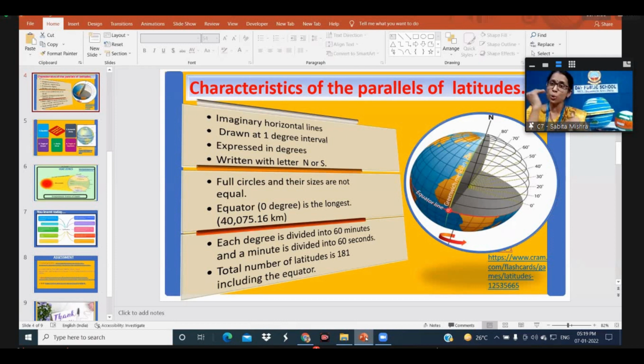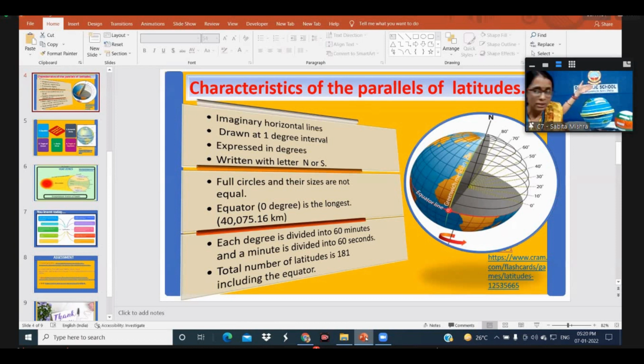That means 0 to 90, written with the letter N or S. If they are located in the northern hemisphere, N will be used. If they are located in the southern hemisphere, S will be used. And the equator, as it is located in the center, its length is equal to the circumference of the Earth. So that is why it is the longest among all. And as we go towards the pole, the size of the parallel of latitude decreases.